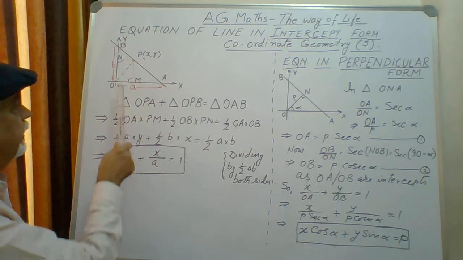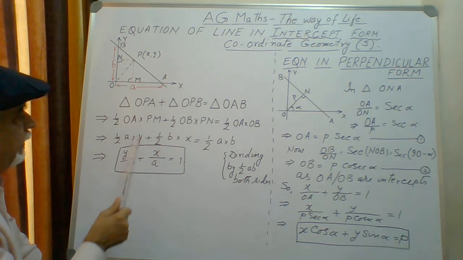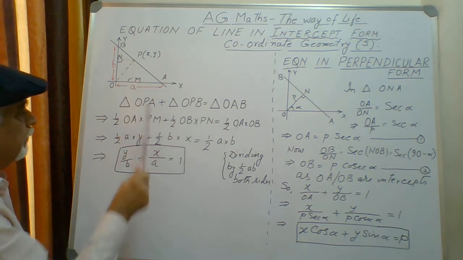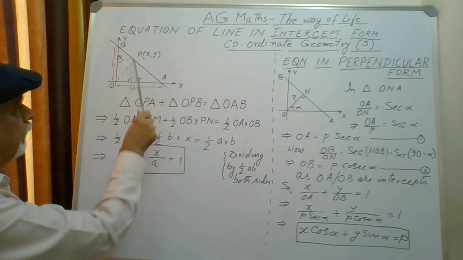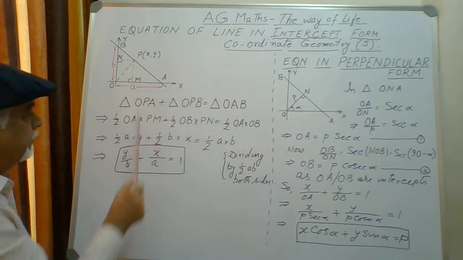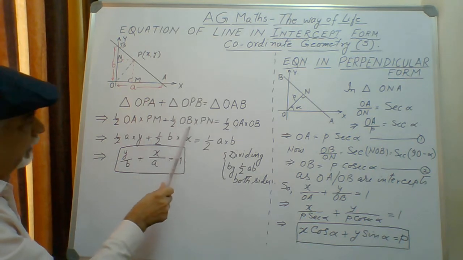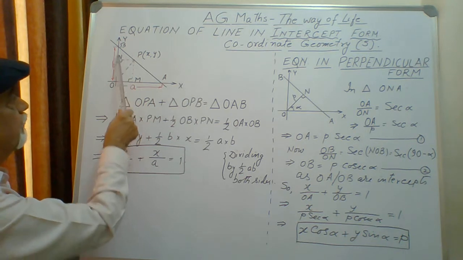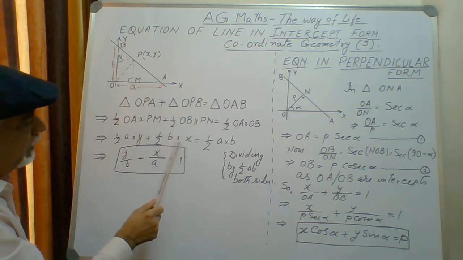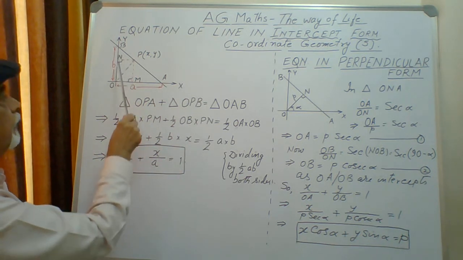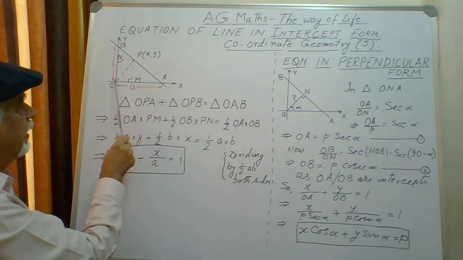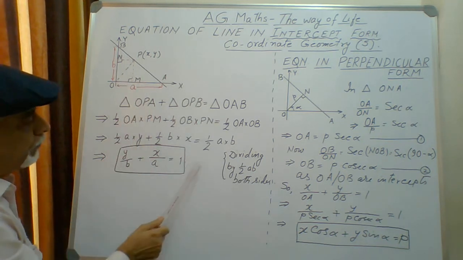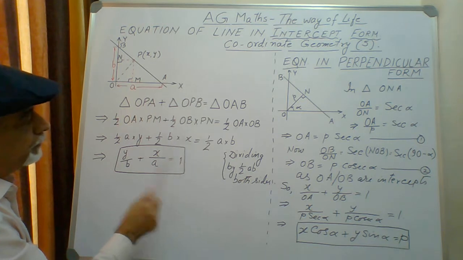What is equal to OA? OA is equal to small a. PM is nothing but the y value of this point P. So we write small y. Here in this concept, half into OB is small b. OB is the small b here. And PN, what is PN? PN is equal to OM, and OM is equal to the x value of the point P. So it is half into b into x.